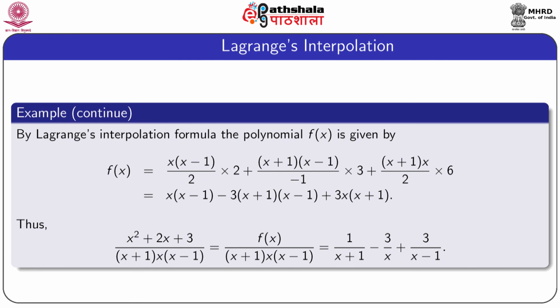So, after simplification f x becomes x into (x minus 1) minus 3 into (x plus 1) into (x minus 1) plus 3x into (x plus 1). Thus, finally, we have (x square plus 2x plus 3) by (x plus 1) x into (x minus 1) equal to f x by (x plus 1) x into (x minus 1), and using the values of f x, the expression reduces to 1 by (x plus 1) minus 3 by x plus 3 by (x minus 1). So, we have expressed the given expression in terms of partial fractions. So, this is one application of the Lagrangian interpolation method.